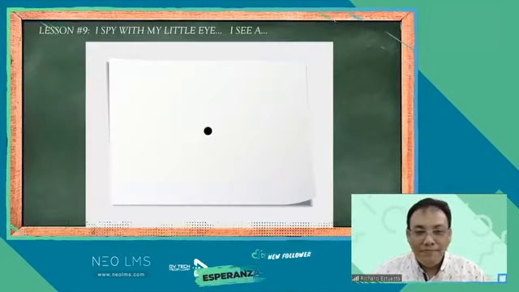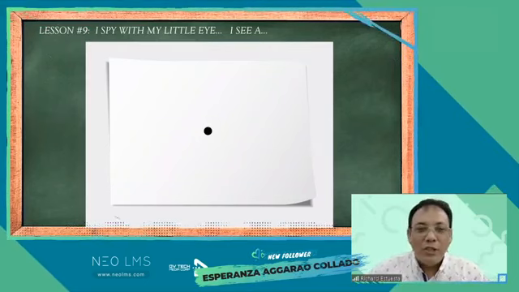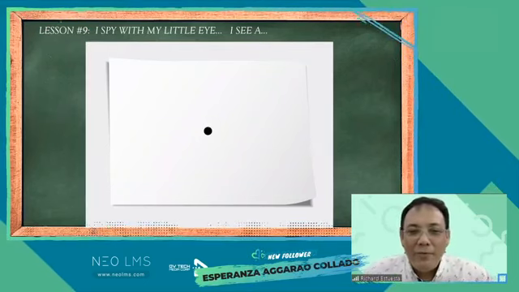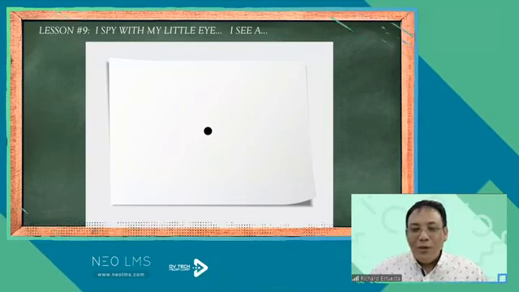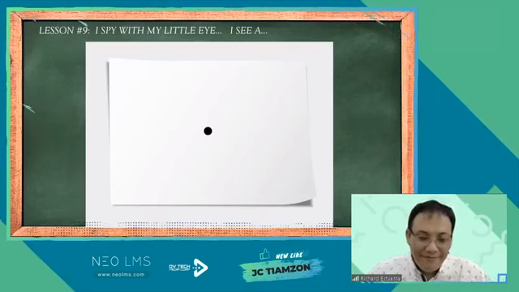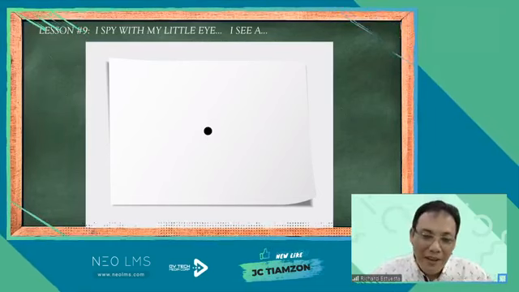Lesson number 9. What is this? For preschool teachers, we always say, I spy with my little eye. I see a... What do we see? We see a dot, right? We see a dot. So it's the same with video.